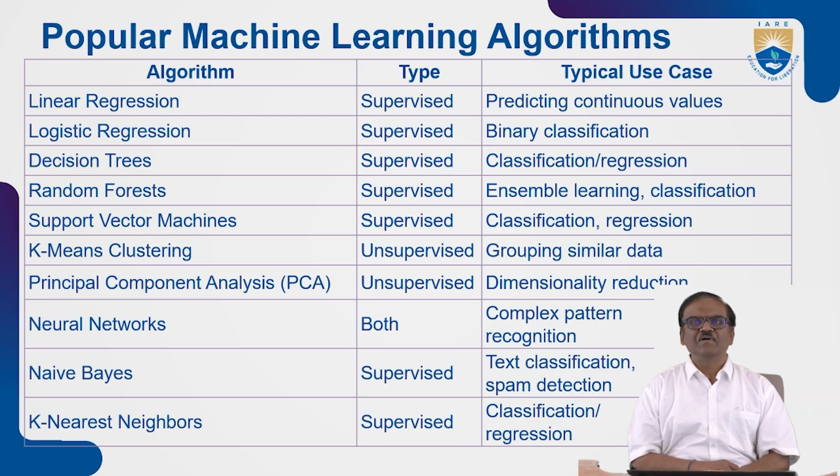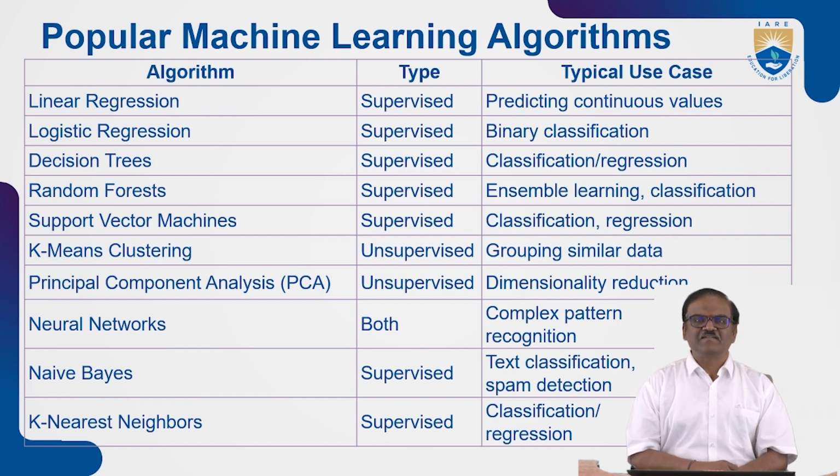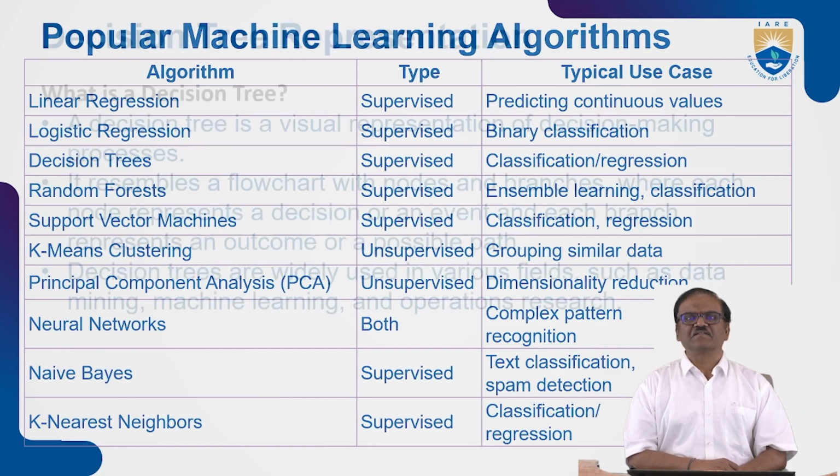trees work for both classification as well as regression, it is a supervised one; random forest, a supervised one, ensemble learning classification; support vector machines, supervised classification and regression; k-means clustering, unsupervised, grouping similar data; principal component analysis, also an unsupervised one, dimensionality reduction; neural networks, complex pattern recognition, both supervised and unsupervised; naive Bayes, supervised text classification, spam detection; k nearest neighbors, supervised classification and regression.